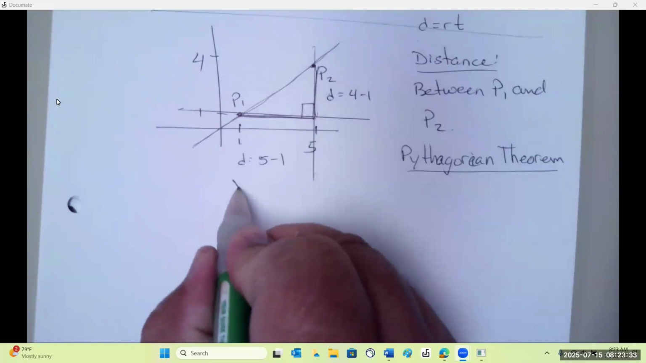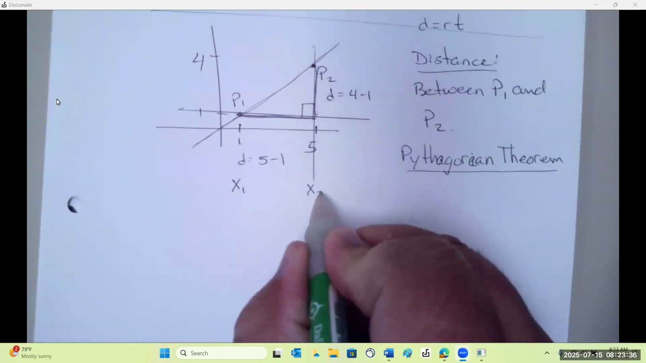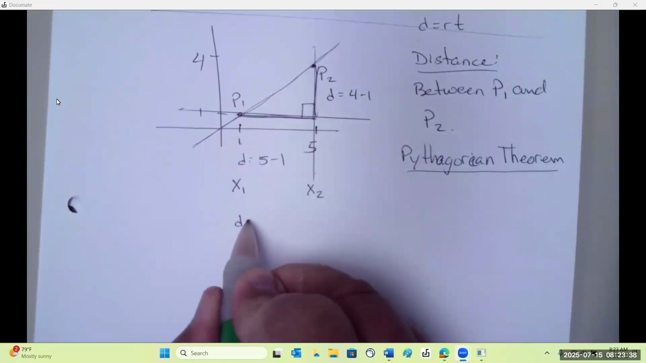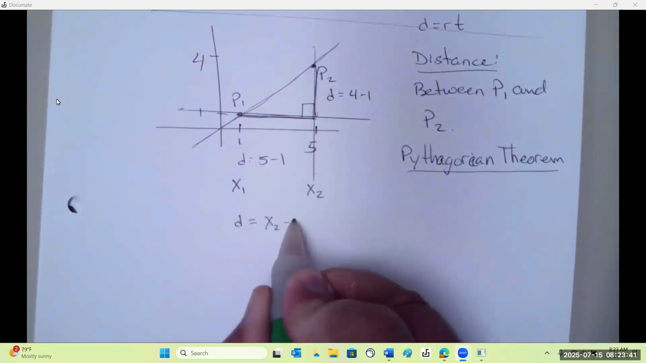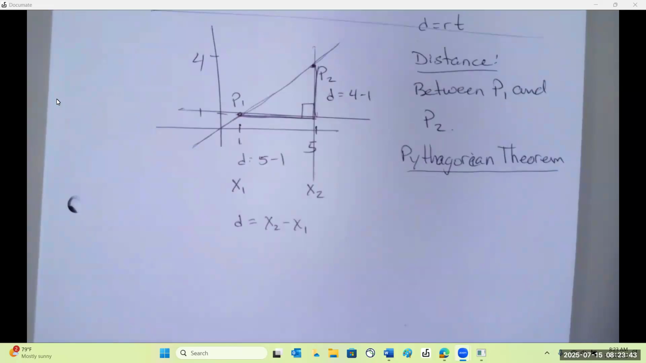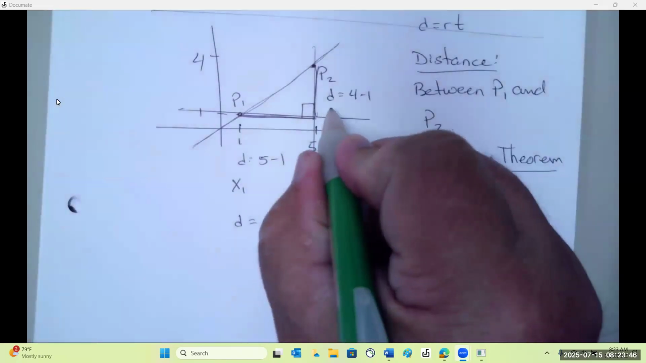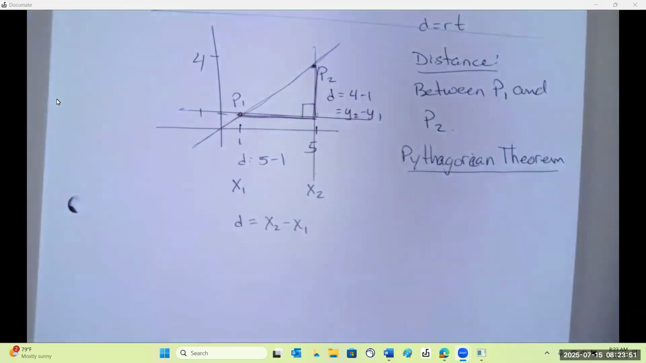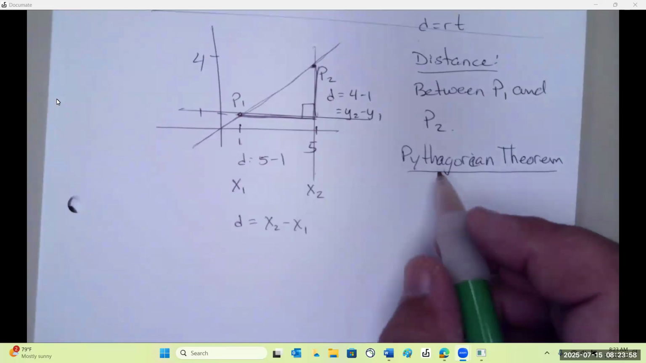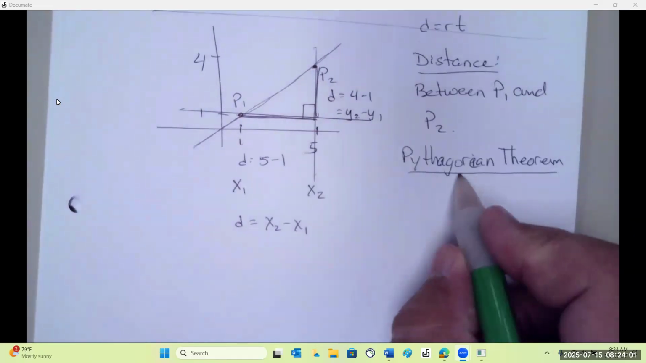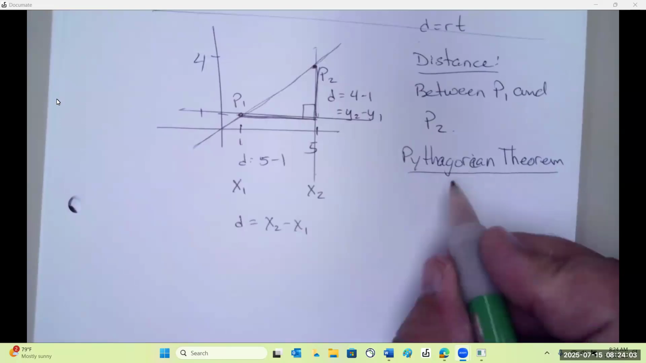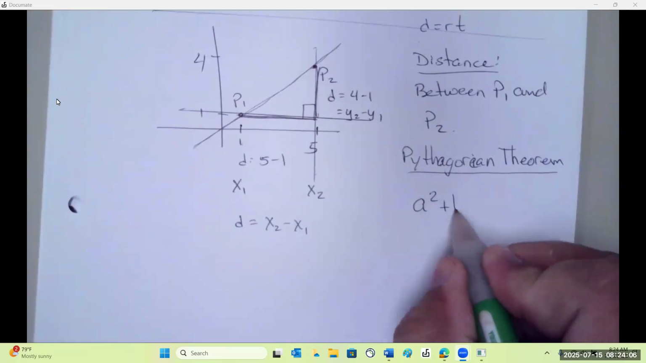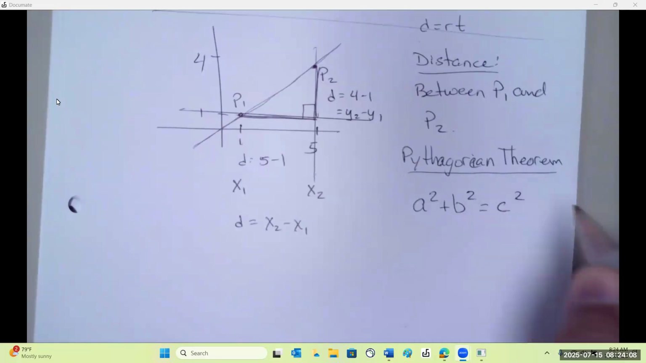So what we're looking at is if this is my first x and this is my second x, then the distance between here is x2 minus x1. It's the second point minus the first point. Likewise for this one, y2 minus y1. Have we seen this before? Yes. We've seen this before in the slope formula. Anybody remember what the Pythagorean theorem was? A squared plus b squared equals c squared.